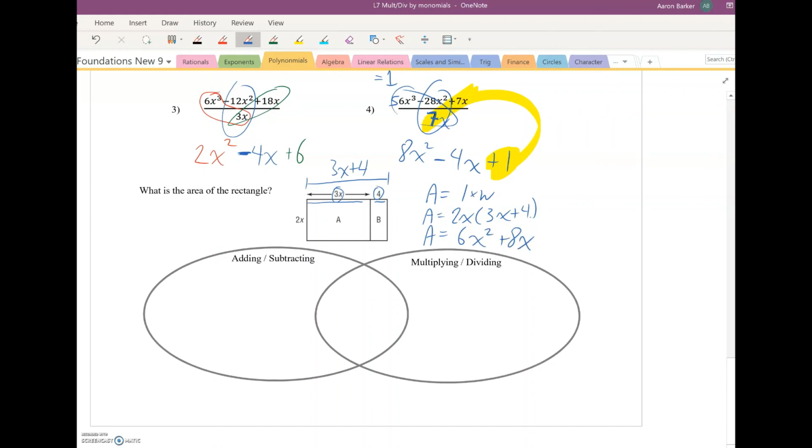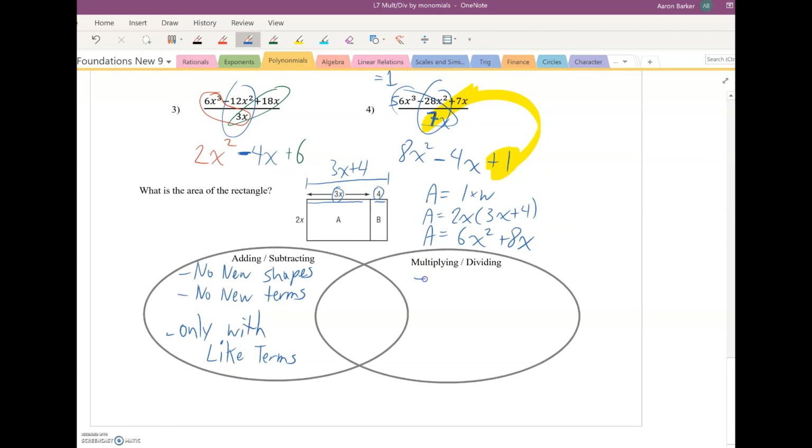There you go. Adding and subtracting. So what's the compare and contrast? Adding, subtracting, multiplying, dividing. With adding and subtracting, you have no new shapes. Because no new shapes form, that means you have no new terms. And when you add and subtract, you can only do it with like terms. So they have to be the same terms in order to add or subtract.